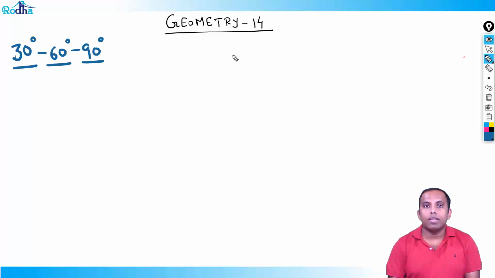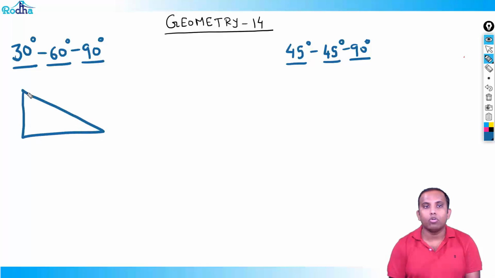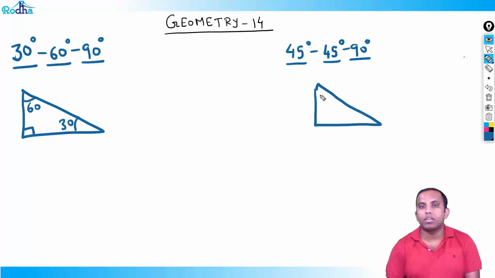Similarly, the 45-45-90 triangle. Again, it's a right angle triangle. There are two kinds of right angle triangle. The most frequently used is the 30-60-90. Let's say this is 30, this has become 60. In 45-45-90, let's say this is 90, this is 45, this becomes 45. So this is quite easy, the 45-45-90 triangle, because it is a right angled isosceles triangle.